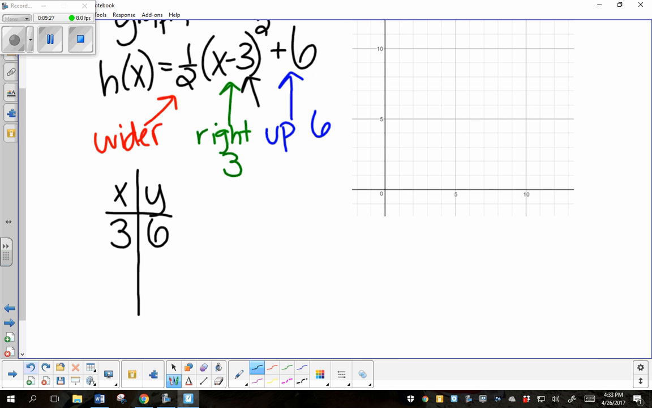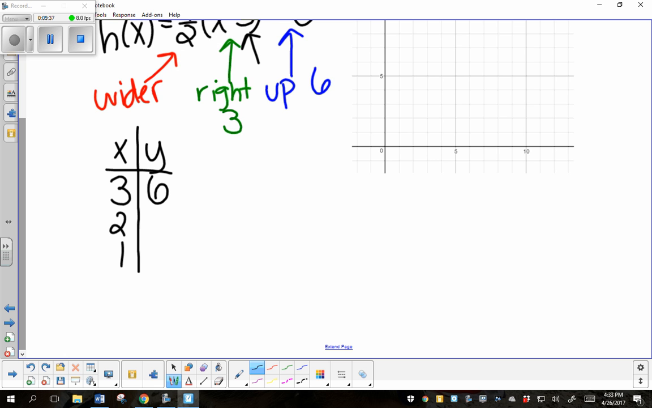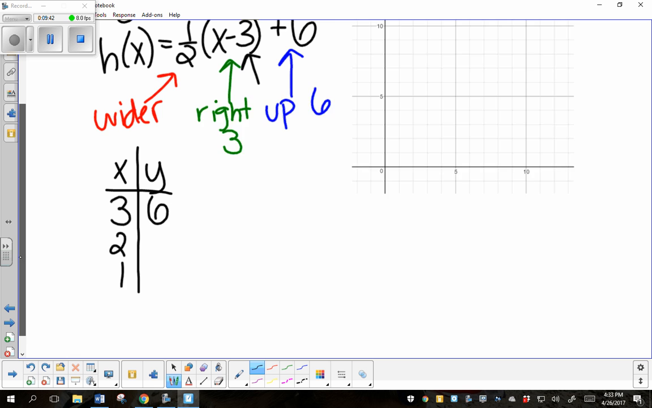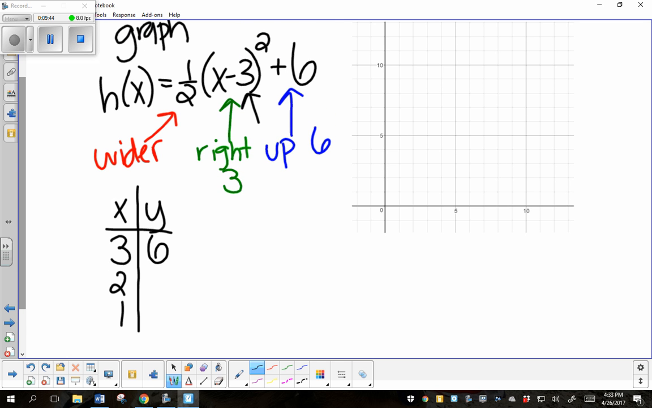So since we know that, let's try just going a little bit on either side of the vertex. So let's just go a little bit lower than the vertex. Let's try 2 and 1. I know I'm not doing this in order, but it's a little bit easier to work around the vertex. So if I plug in a 2 here, that means I'm doing 1 half of 2 minus 3 squared, and then I'm adding 6. So let's see. 2 minus 3 is negative 1. Square it. That's 1 times a half. That's a half. Plus 6. That's 6 and a half, or 6.5.